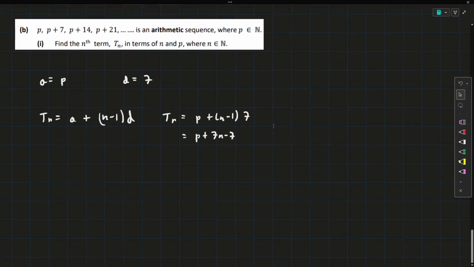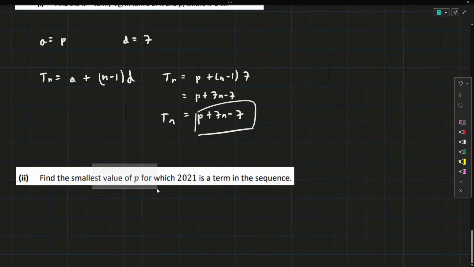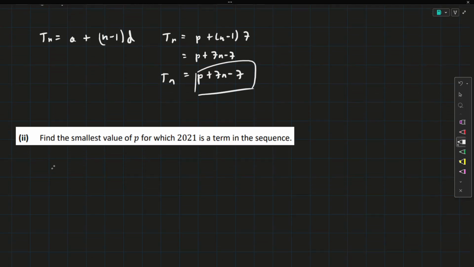Doesn't really say how they want us to write it, so it's actually all right to leave it like that. Yeah, we'll just write it as p plus 7n minus 7. And that's our tn. Then we need to find the smallest value of p for which 2021 is a term in the sequence. So we want tn to be equal to 2021.